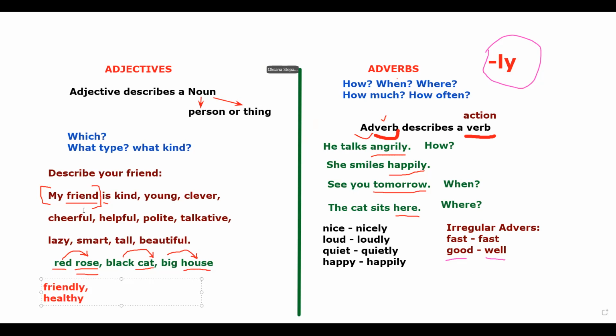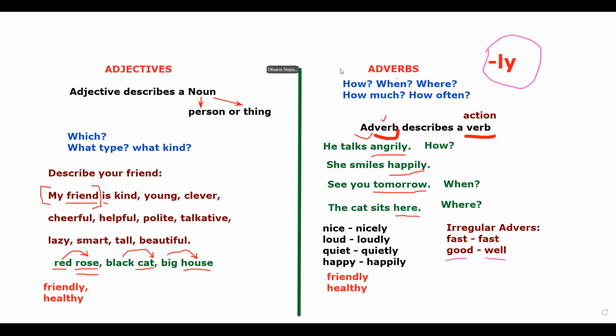Healthy is also describing a noun. It doesn't describe a verb. He is healthy, she is healthy. And it can also be an adverb here. If we say she looks healthy or he looks healthy, then we say how. So these two can be used as adjectives or as adverbs as well.